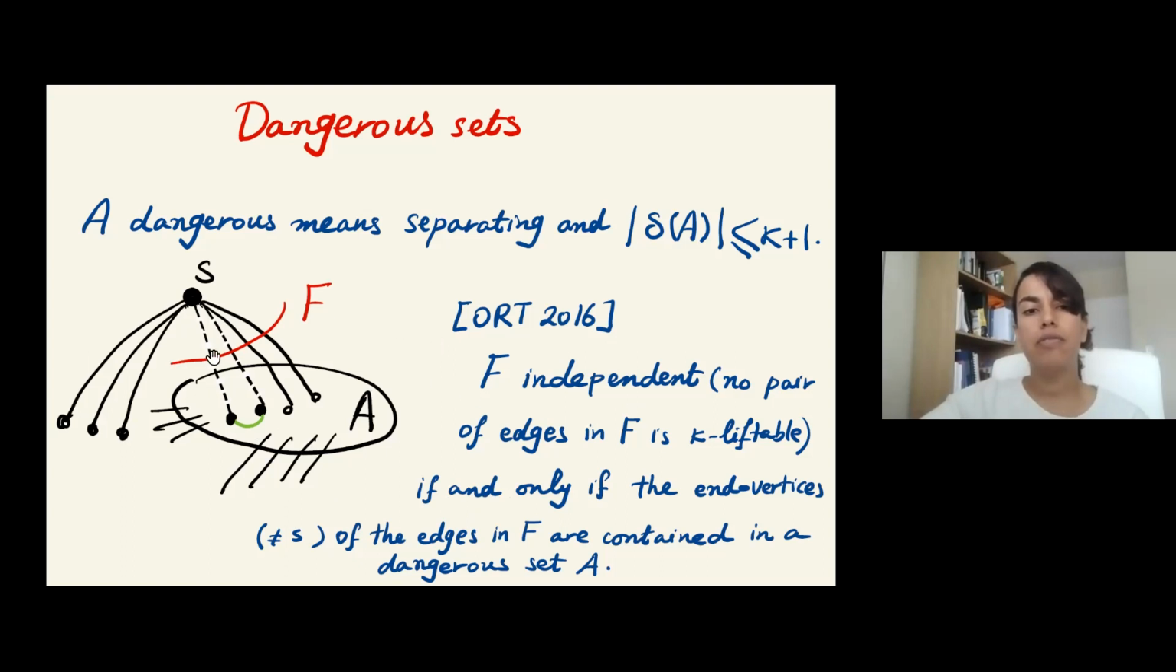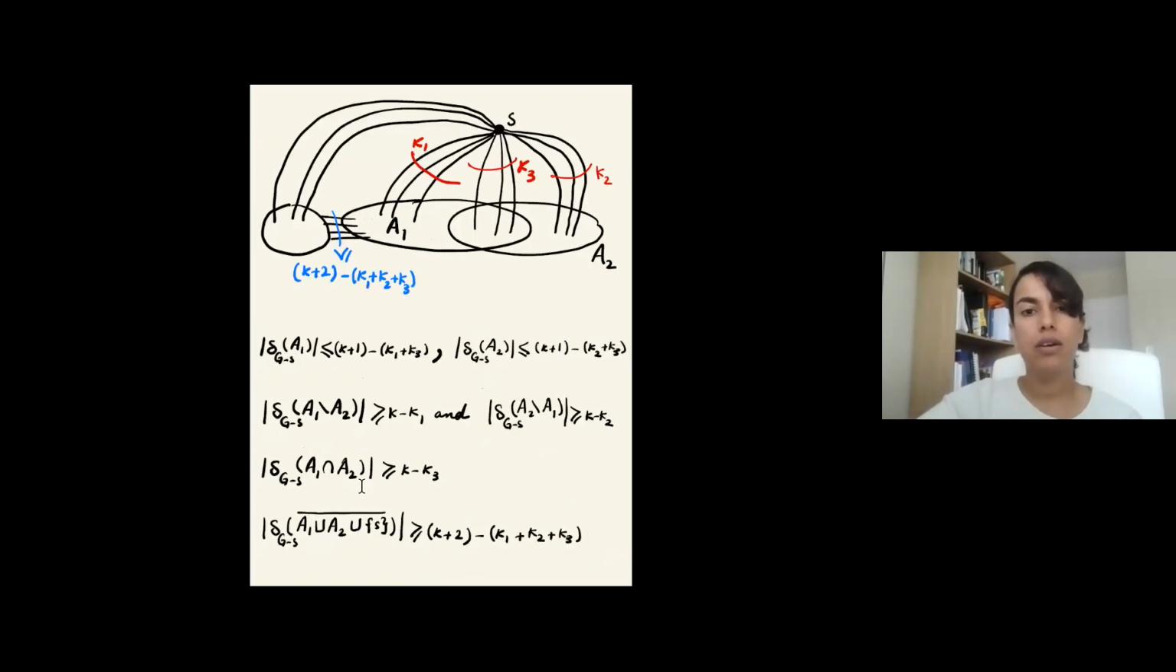So if no 2 edges here lift, their end vertices should be contained in a set A that's dangerous in the sense that it's separating and the cut it makes is of size at most K plus 1. This will be used a lot and was used by them in the proof at the base cases at 5 and 4.